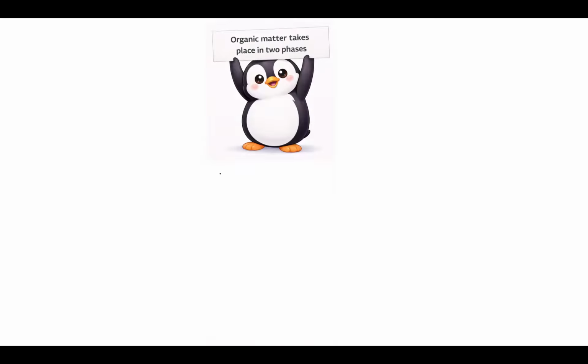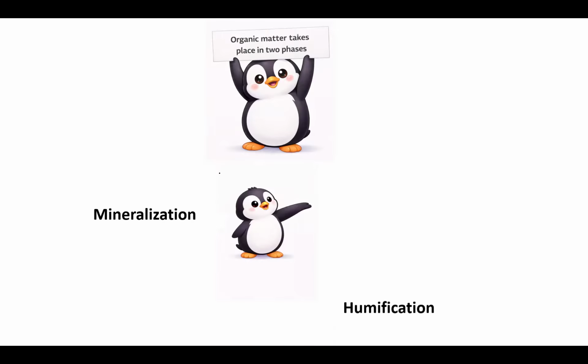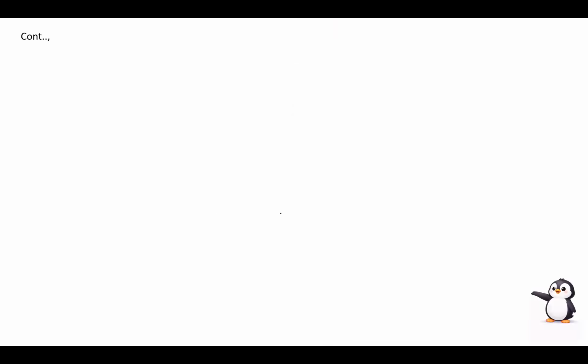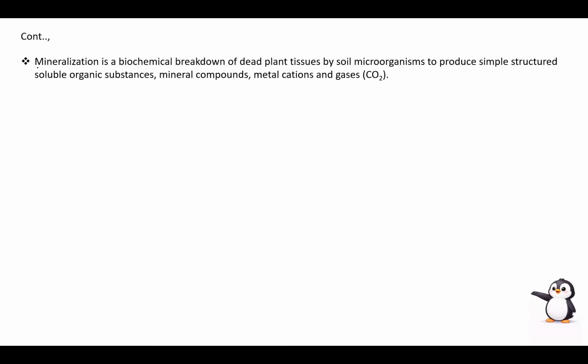Now let us see. In humification, the decomposition or transformation of organic matter will take place in two phases. What are those? One phase is mineralization and another phase is humification. That means the decomposition process, the humus formation, takes place in two phases: one is mineralization and another one is humification. Now let us have a small glimpse of mineralization and humification. First, we will see mineralization.